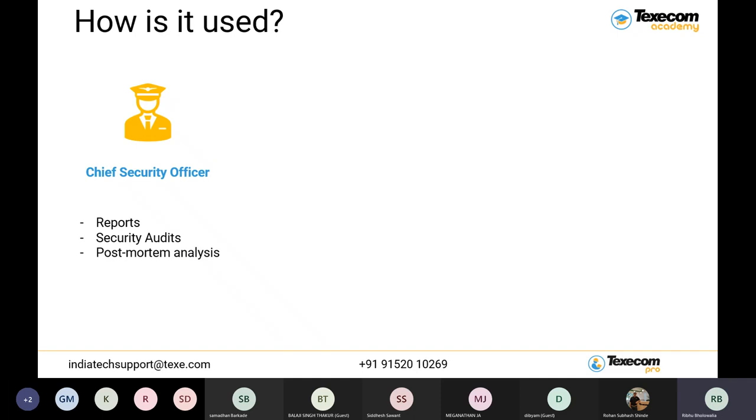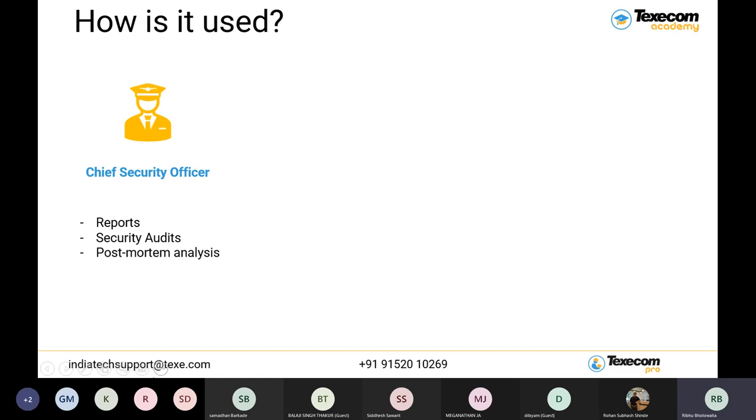So the chief security officers are basically interested in reports. Reports, if I talk about, are basically the event logs in the control panel, in your main motherboard. Whenever the audit happens, they generally take out the event logs from the control panel, and through that they maintain the records. Another thing is it is used for security audits, right? And post-mortem analysis.